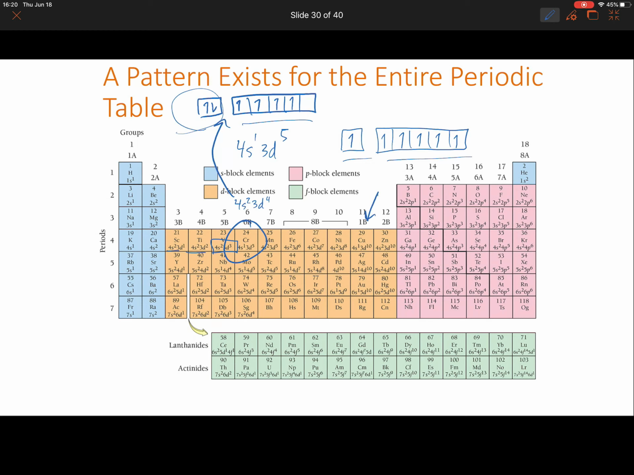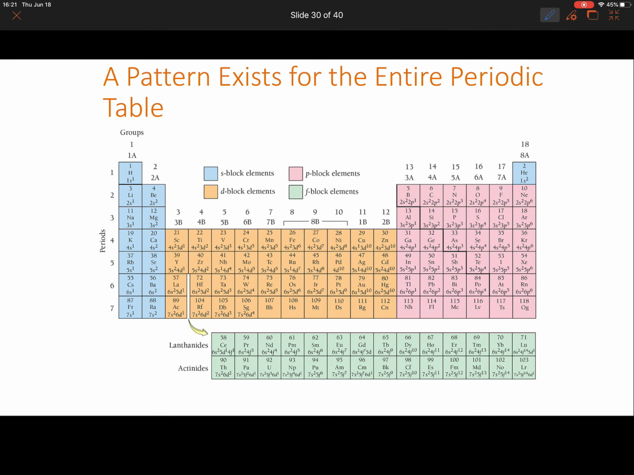The other exception is copper. This should be 4s2 3d9. That would be missing one electron from this last orbital, but instead it fills that orbital and just leaves the s orbital half filled. And so again, having a full D shell and a half full S shell compared to a full S shell and an almost full D shell, nature makes some exceptions.